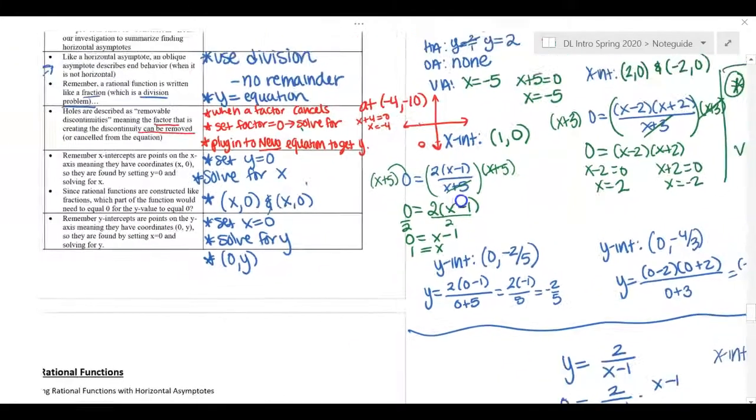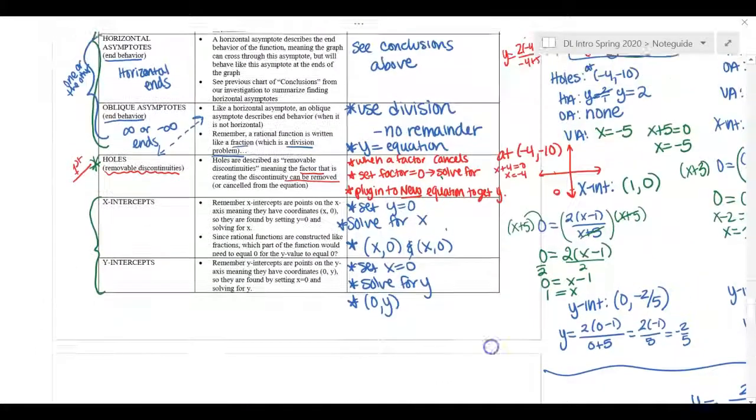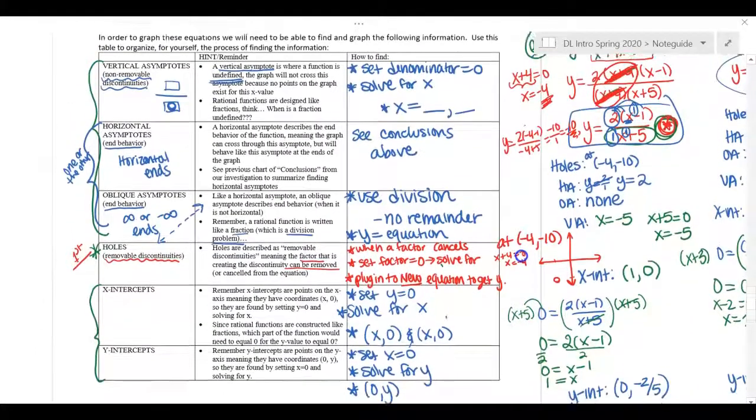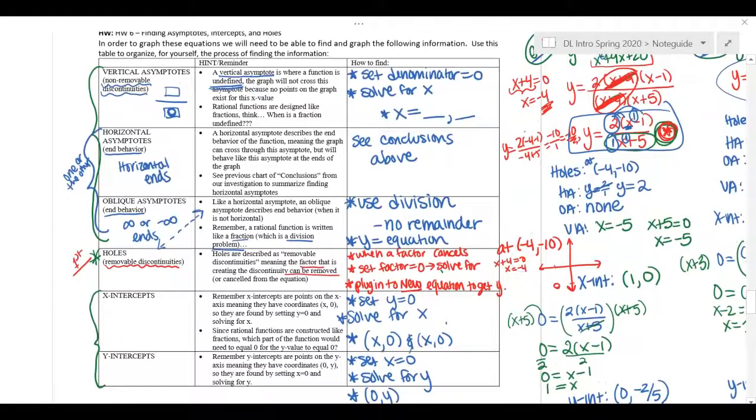So again, the emphasis here is to be really good at looking at an equation and finding this entire list of information: all asymptotes, holes, and intercepts, because next week we're going to take this information, plot them all on a graph, and see if we can sketch what these crazy graphs look like using this information to guide us.